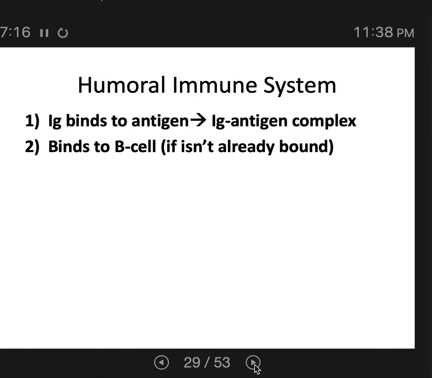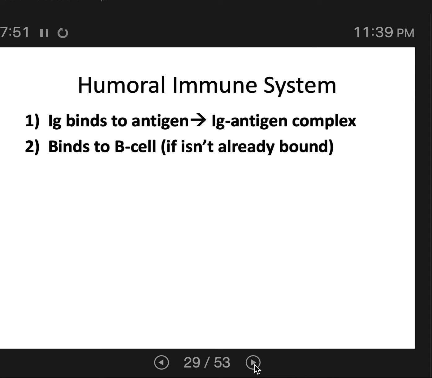All right, so for the rest of this video, we're focusing on breaking down that humoral immune system pathway even more. Immunoglobulins. So the first step is an immunoglobulin binds to an antigen, and that forms an immunoglobulin antigen complex. The immunoglobulin, Ig, is either a B cell receptor or an antibody. Those are the two kinds of immunoglobulins. Remember, an immunoglobulin embedded in the B cell surface is a B cell receptor. An immunoglobulin that's released by the B cell into the body fluids is called an antibody.